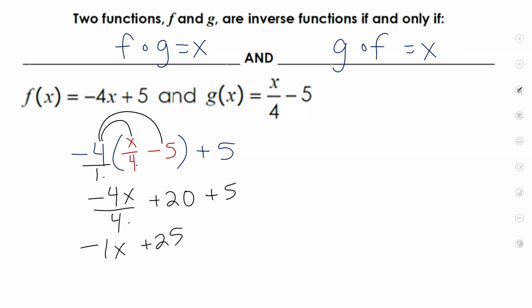I was not left with just x. So I can already tell these are not inverses. In the previous example, I got x at the end. Here, I got negative x plus 25. These are not inverses.